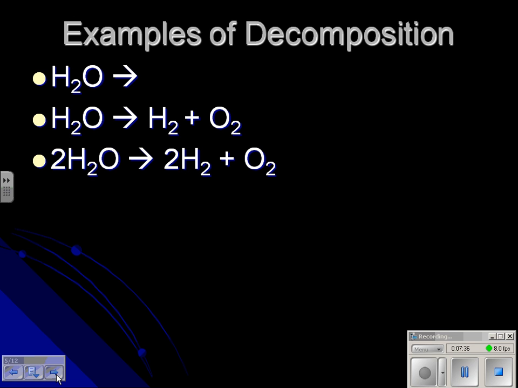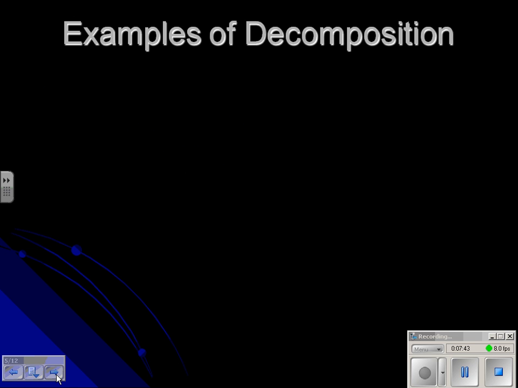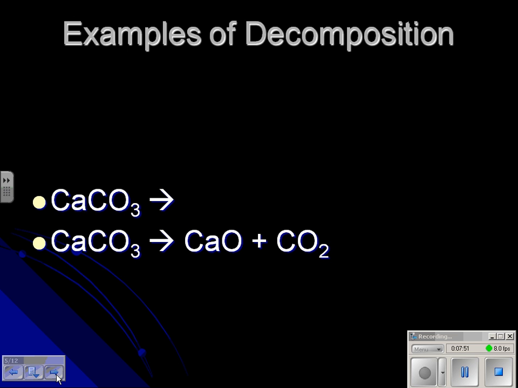Okay. Now here's an example of one that I wouldn't ask you to do. I could give you the answer and ask you what type of reaction it is, but I wouldn't ask you to do this one on your own, because CaCO3 doesn't break back up into its elements. It breaks up into two compounds, and those compounds are CaO and CO2.